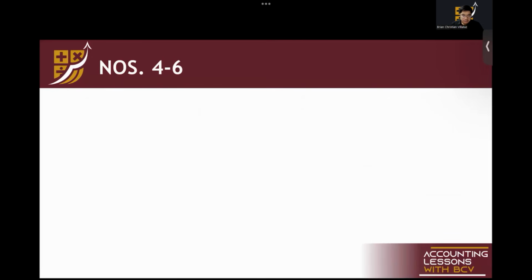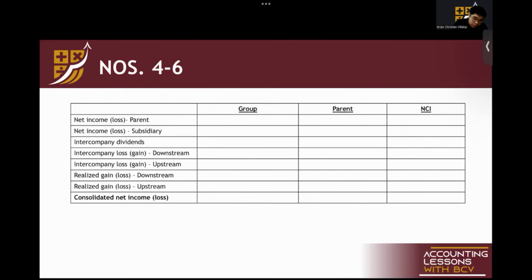Last 3 tayo. Again, computation of consolidated net income for 2024 naman. Ayan. So, ganun ulit. Hanapin natin yung mga information. Net income parent 2024, 234,200. Net income subsidiary, 50,000. Magkano intercompany dividends natin? 30,000 times 80%. So that would be 24,000. Alright? Next.